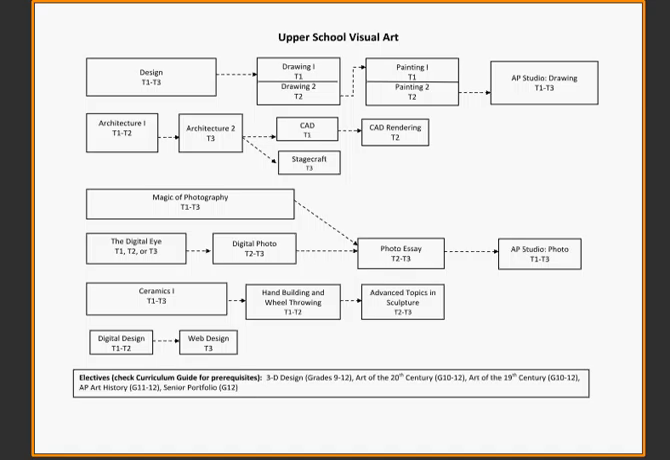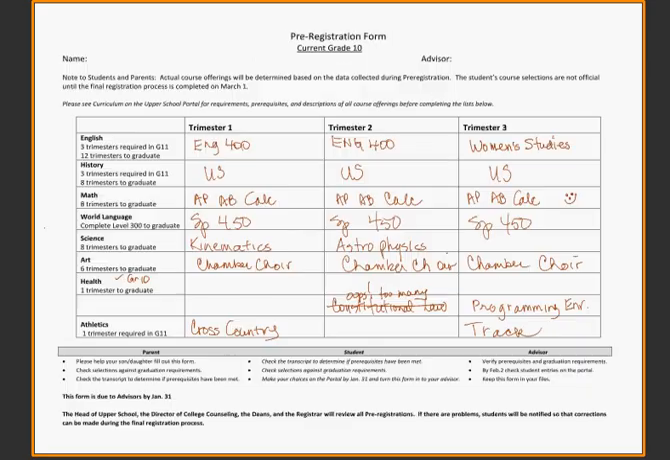And remember, what I'm about to tell you pertains to both visual and performing arts. Students are required to take 6 trimesters of art over the course of 4 years in the upper school. Choices vary between visual and performing arts and are sequential based on prerequisites. If you have any questions at all, please speak with your advisor or a member of the art department or Brad Heineman, our art department chair.